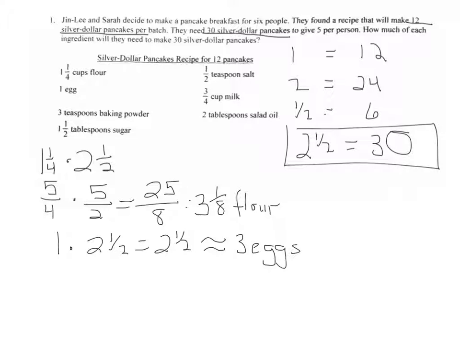Next you have 3 teaspoons of baking powder. So you could do 3 times, and I would just go ahead and do the 5/2, which is 2.5. So you get 15/2, because remember we need to put this 3/1, multiply straight across, which would give us 7.5 teaspoons.